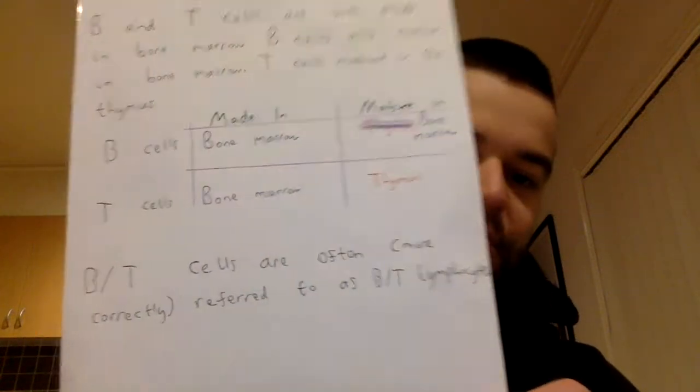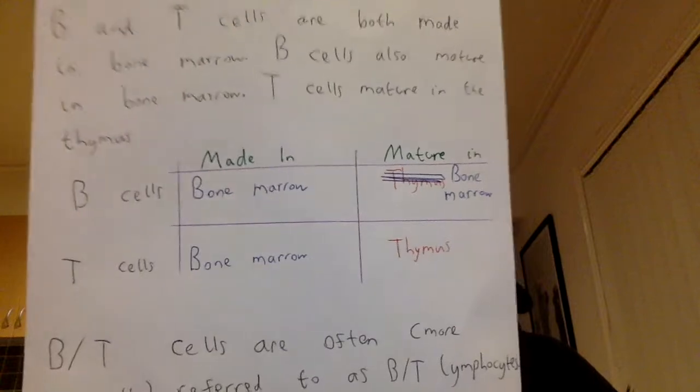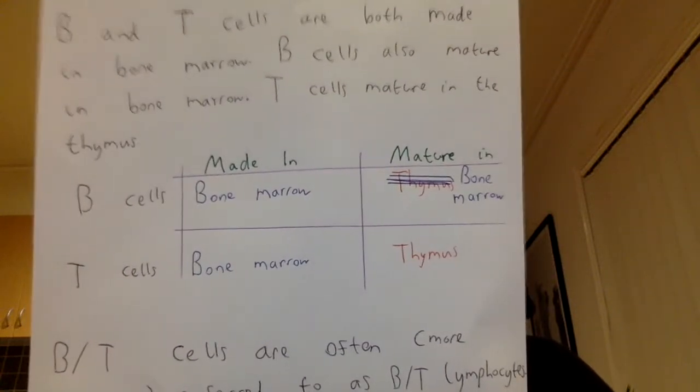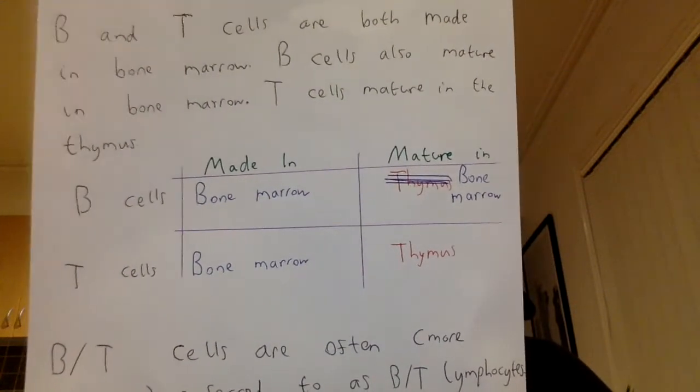And finally, just a point, B and T cells are often, and to be honest, probably more correctly, referred to as B and T lymphocytes. That's one of those things that VCAA don't tend to be too fussy on. You can refer to them as B cells or B lymphocytes, T cells or T lymphocytes. But just be aware that they often do use the most correct term when they ask you a question. So if you see something about B lymphocytes or T lymphocytes, it's B cells and T cells. That's just the most correct way of talking about them.